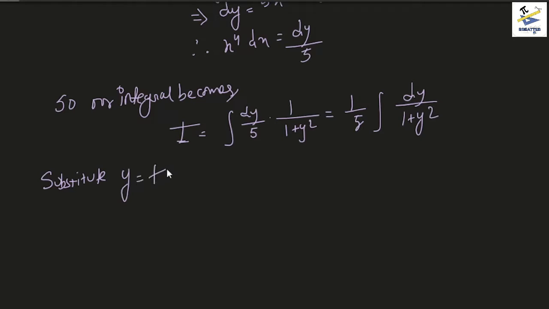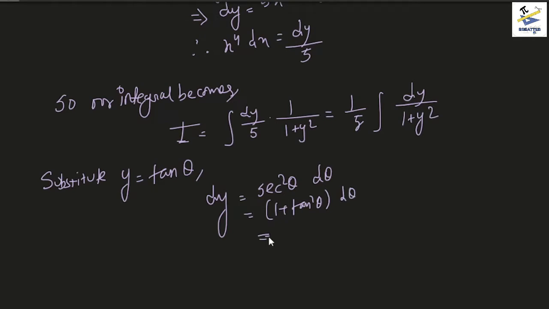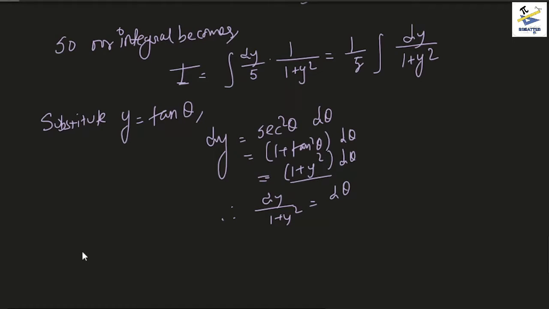I am going to substitute for the substituted variable itself. So substitute y equals tan theta, where theta is another variable. Then dy would be equal to sec square theta d theta, if you remember the derivative of tan theta, and sec square theta is just 1 plus tan square theta, d theta, and as you know 1 plus tan square theta is just 1 plus y square, d theta. So therefore, dy by 1 plus y square equals d theta. So this whole thing becomes d theta, right? So therefore I equals the integral of d theta by 5, which is just theta by 5 plus c.